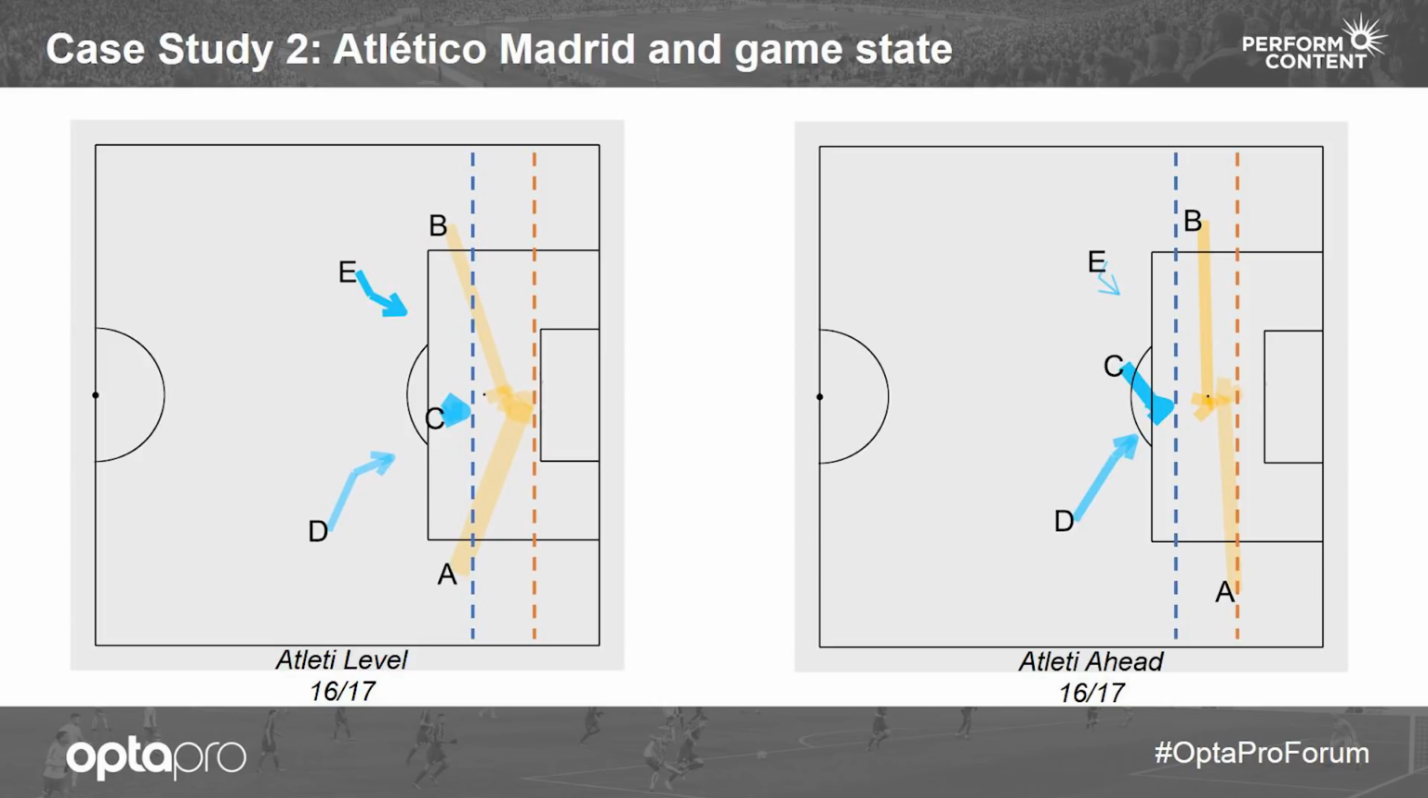We can also see that the arrows are generally thinner when they are ahead, meaning that those resulting shots are less dangerous as they hold a lower expected goals value per shot. Again, that's a good sign.